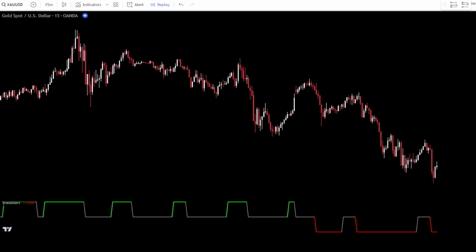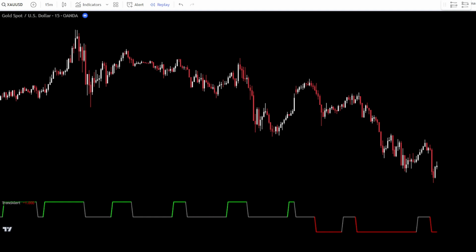This Trend Alert indicator will be used as a trend filter in the market. If the Trend Alert indicator is green, it signals a bullish trend. If it is red, it signals a bearish trend. If it is gray, it means there is no dominant trend in the market. In this situation, you should avoid placing any entries in the market.